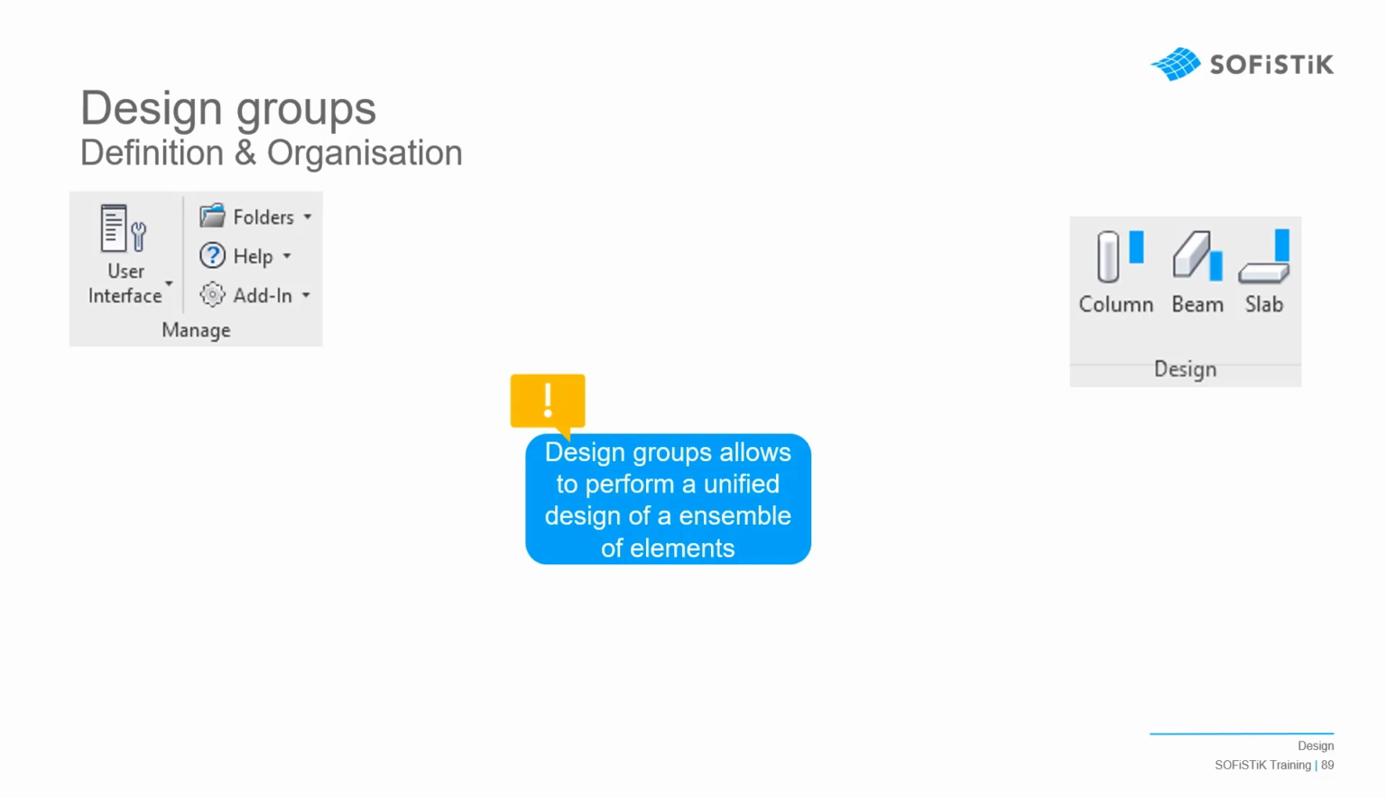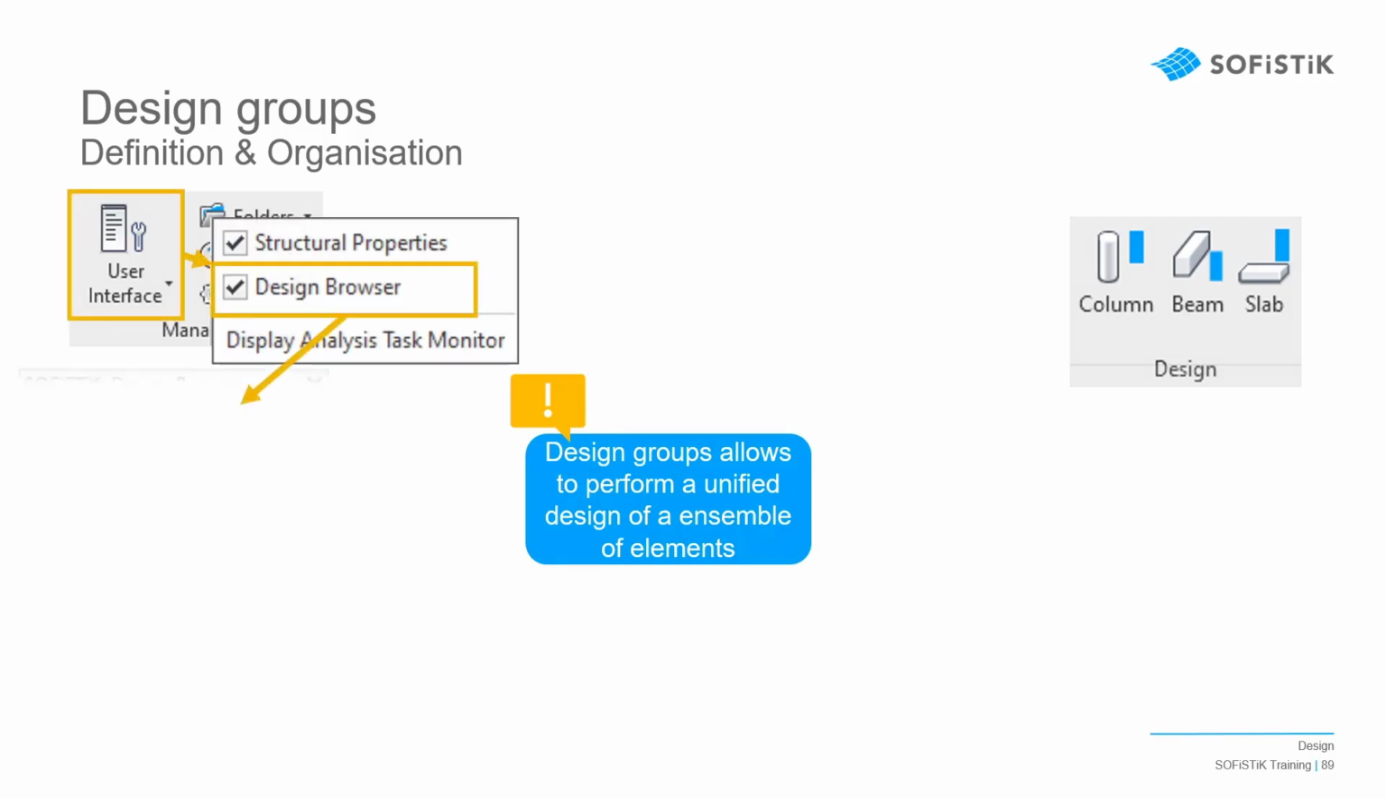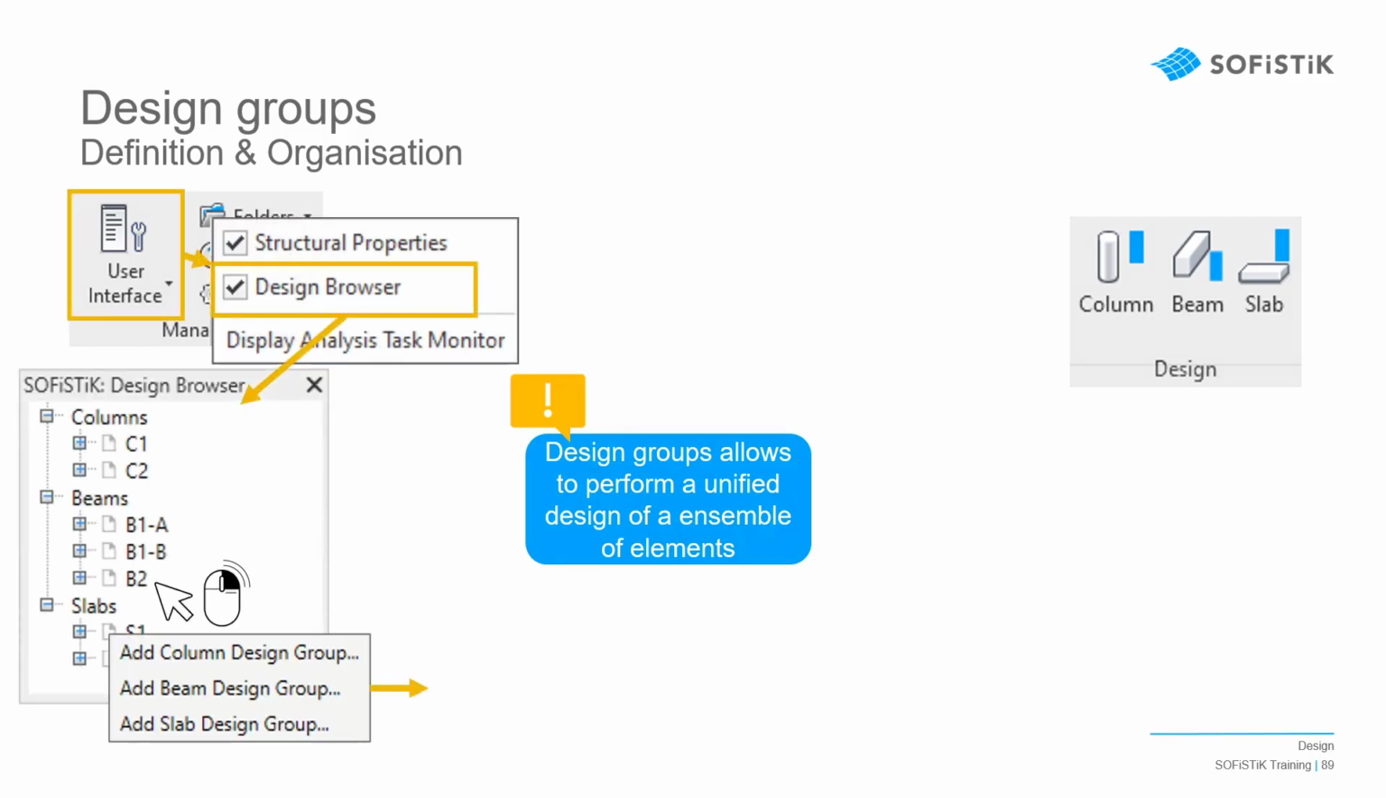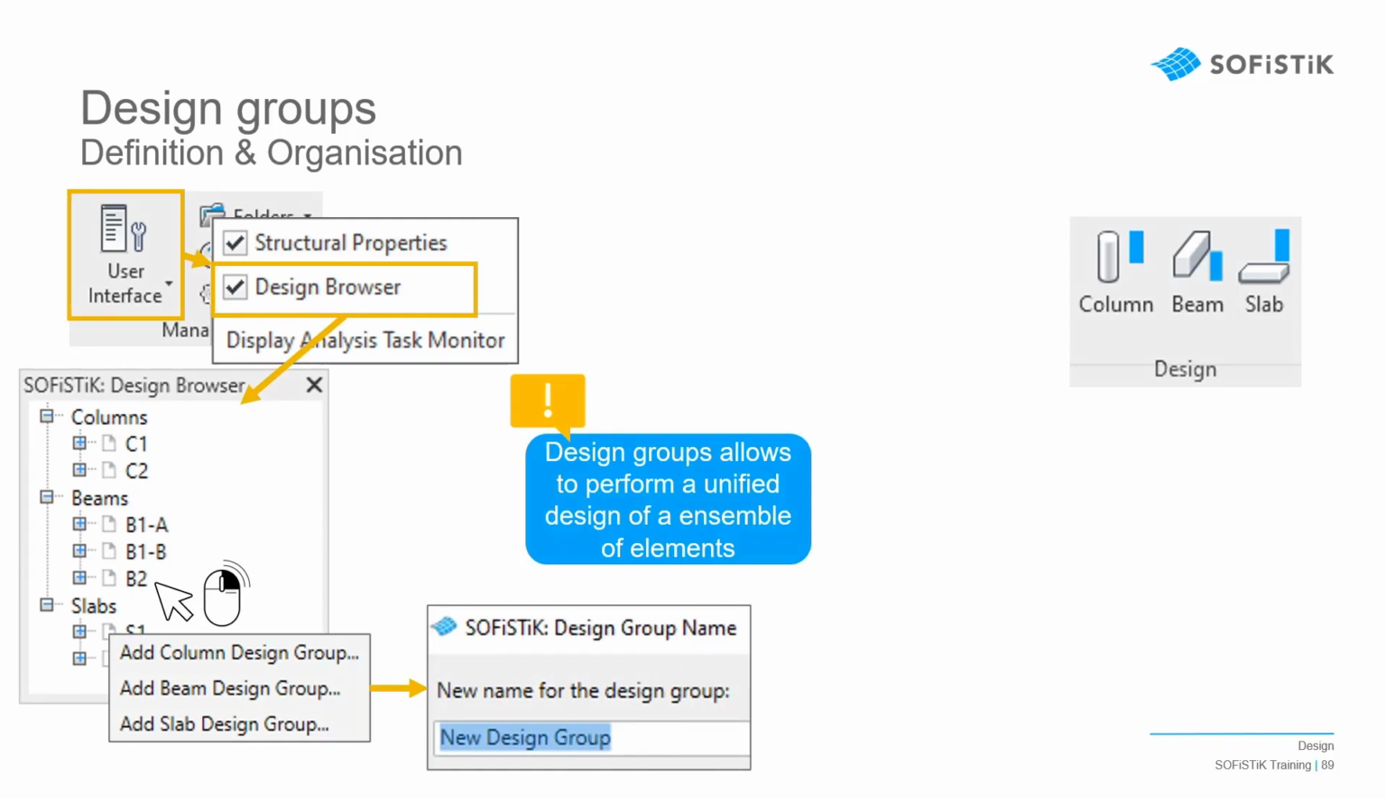To create these design groups, there are two parallel ways. Open the design browser via the User Interface button. Within the design browser, use the right click to create a new group and then select the objects which shall be included.